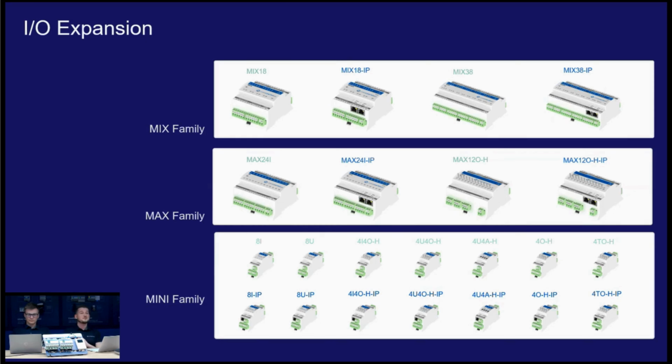And the same goes for the Max family, with a specific type of input or output, like the Max 24i with 24 digital inputs, and the Mix family, which can greatly expand the capabilities of RAC18 with up to 38 inputs and outputs. And altogether, it makes 22 different types of IP and RS485 I/O modules that can expand the capabilities of the RAC18 controller and not only.